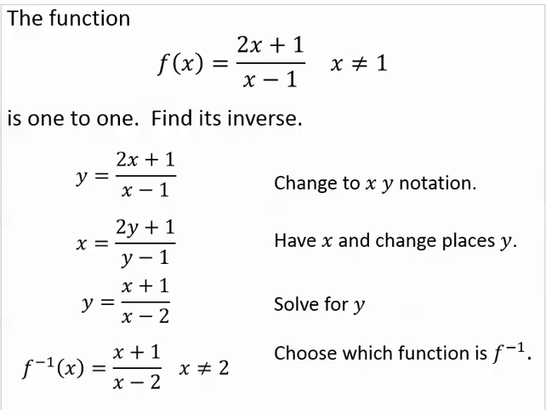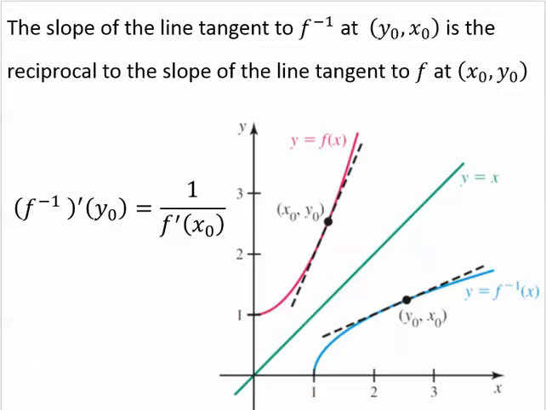All right, let's do something a little bit different. The slope of the line tangent to f inverse at y naught, x naught is the reciprocal of the slope of the line tangent to f at x naught, y naught. So two things I want you to notice. Notice the change of the ordered pair. Also, notice how it's the reciprocal. I'm going to help you sort these details out.